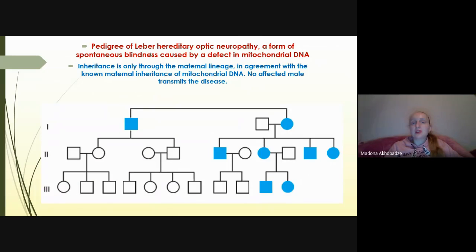This is Leber hereditary optic neuropathy, one of the well-known rare mitochondrial diseases, a form of spontaneous blindness caused by a defect in mitochondrial DNA. Inheritance is only through the maternal lineage, so the father will not give it to any daughters or sons, and the disease will die out in that generation, but the mother will give it to all of the offspring. Every generation has a diseased person, and this lineage also will carry the disease. No affected male transmits the disease, but all affected women, mothers, transmit the disease.